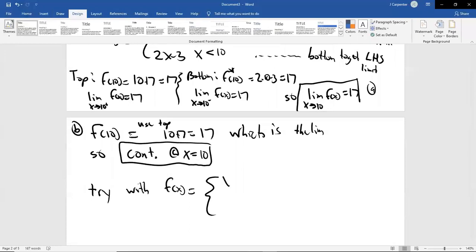The same top one of x plus 7 for x is bigger than or equal to 10. And then 2x plus 3 instead of minus 3 for x is less than 10. You should find that there is no limit, which immediately says it's not continuous at that number. But I want you to show your own work for that. I'm not going to collect or anything. It would just be a good exercise for you to do.